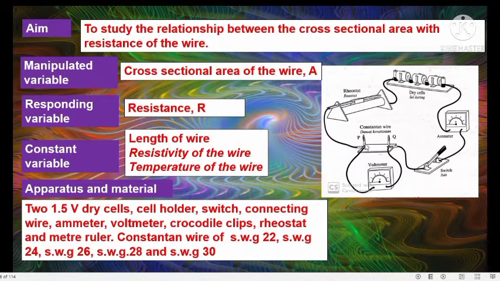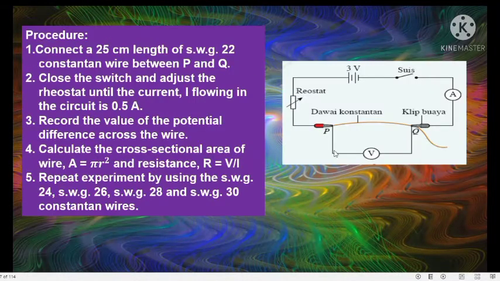For the first experiment, we change the length. For this experiment, we just change the thickness of wire, or cross-sectional area. The setup is the same. Procedure: connect a 25 cm length of SWG 22 between P and Q. So this is the constantan wire. Close the switch, adjust the rheostat until the current I flowing in the circuit is 0.5 ampere. This is the rheostat. Record the value of potential difference across the wire, the value of V.